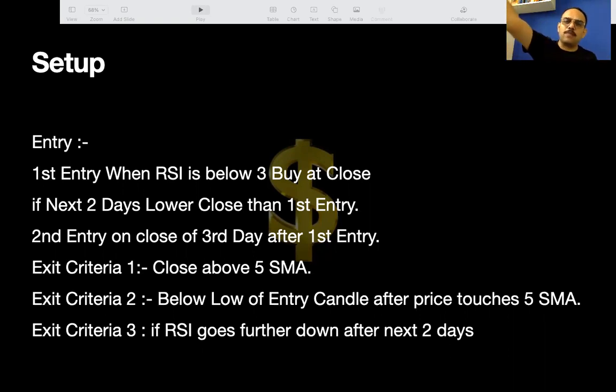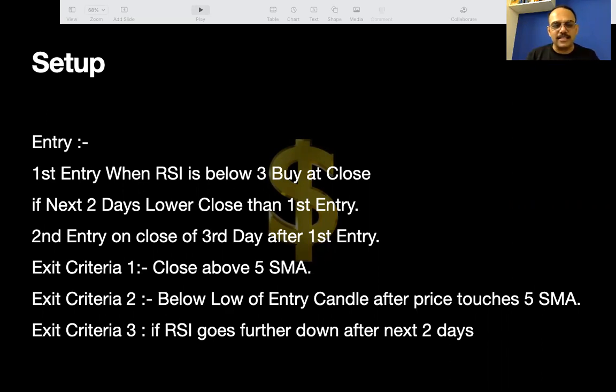Exit criteria one: once we buy it, first buy, then second buy if required, as soon as it goes above the 5-day moving average, exit. You might get anything between 2% to 5% in 3 to 4 days. Second, in case it goes up, touches the 5-day moving average and starts coming down, then exit below the low of the entry candle after price touches the 5-day moving average. This is exit criteria 2.